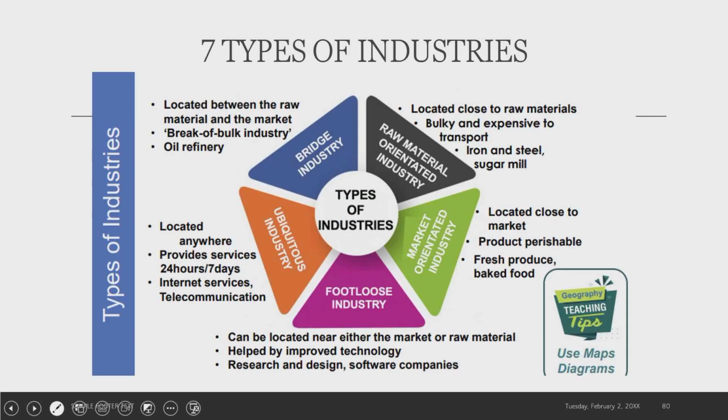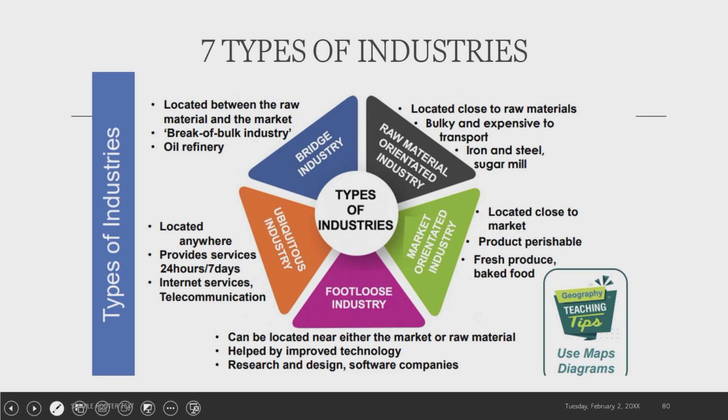Then we move over to the 5 remaining industries. The first one being your bridge industry. If you think about it, a bridge, you're moving from one point to another. So this is where it is located between the one point, which is the raw material, and the next point, which is the market. So these are usually also your break of bulk industries where you are changing the transportation. Maybe you're moving from a ship and you're changing it to a truck and you're also dividing that particular bulk load or commodity. An example would be an oil refinery.